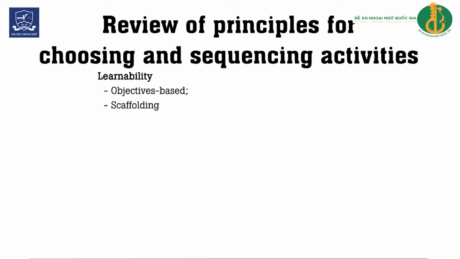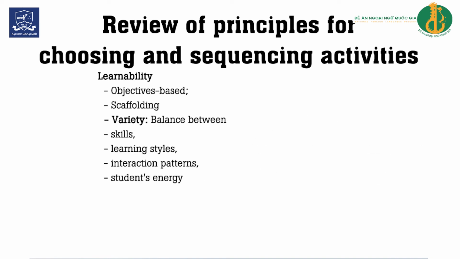The other principle is variety. It means that there should be a balance between the skills: listening, speaking, reading, and writing. There should be a balance between learning styles, from seeing pictures to listening to songs or moving or doing actions. There should be a balance between interaction patterns, from whole class to group work, pair work, or individual work. There should be a balance between settling and stirring activities.